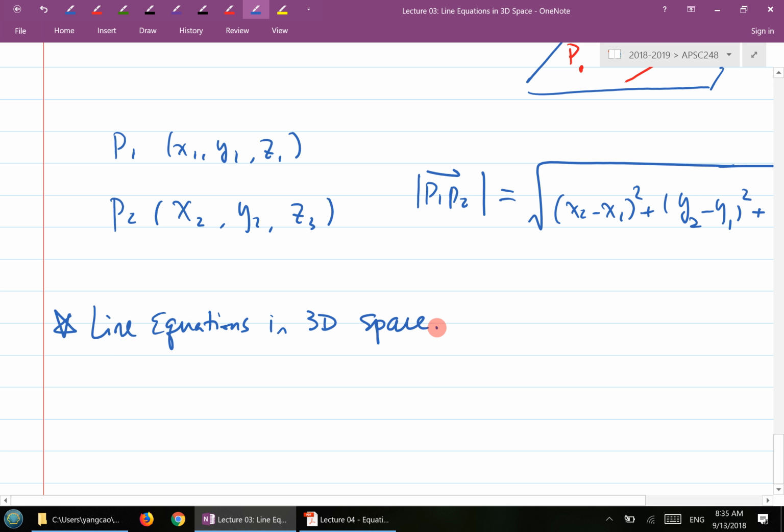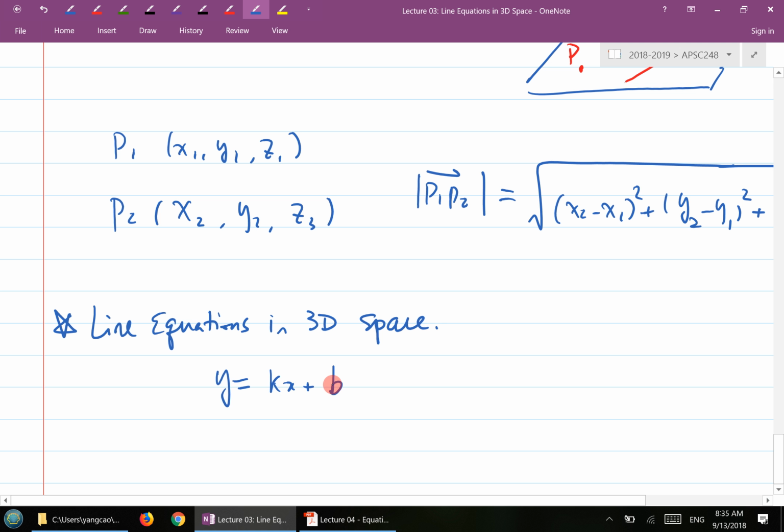So, line equation in 3D space. In the first year, as I mentioned, what we typically dealt with is our planar case. The line equation you have seen so far is y equals kx plus b. Okay, so slope, intersection, right? That's the planar line equation.